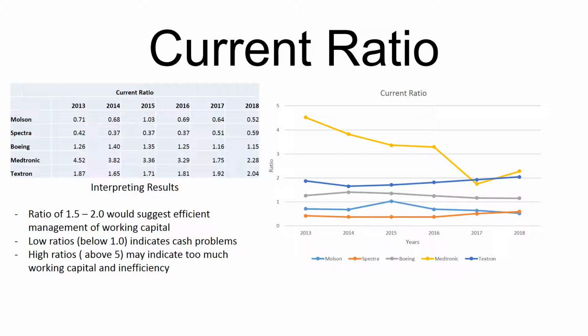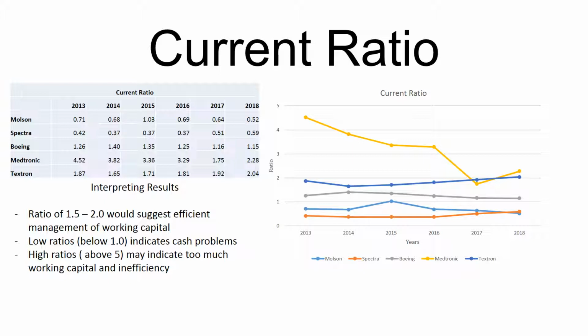We can also see that these 2 companies have been trending downward or upward over the last 5 years. We can see that Medtronic started with a really high current ratio in 2013 of 4.52, and it has slowly decreased over the years, and it currently has a 2.28 in 2018, meaning that for every dollar they owe, they have $2.28 available to repay the money. Second in place, we can see Textron in 2018 with a 2.04.